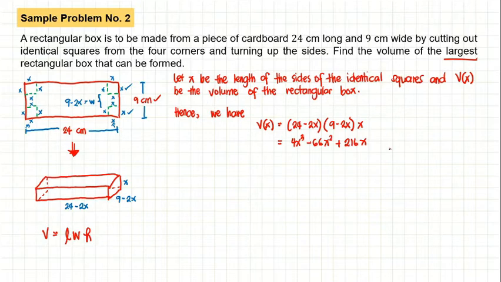So therefore, our x here is limited only to 4.5. And its smallest value will be 0, where we cut out nothing and it remains as the cardboard. So the limit will be from 0 to 4.5, because our x should be greater than or equal to 0. So, we now have our closed interval. Then after that, we need to differentiate our function.